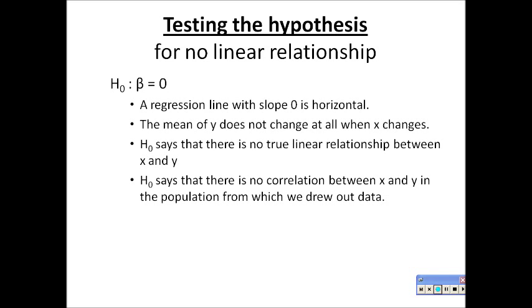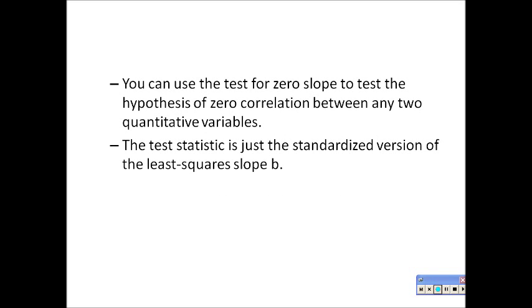The null also says that there is no correlation between x and y in the population from which we drew the data. You can also use the test for zero slope to test the hypothesis of zero correlation between any two quantitative variables. The test statistic is just the standardized version of the least squares slope b.